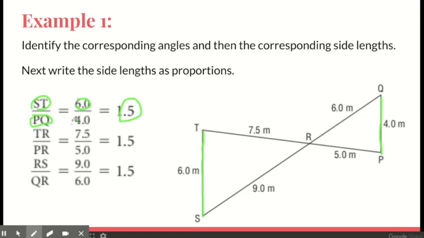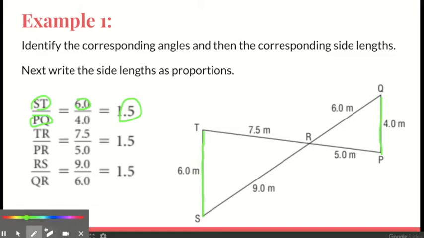Now, the first one doesn't make a big difference. It's when you're writing the other proportions to compare to that it really makes a difference. So we always have to start with the same one. So here I started with line segment ST. That's in the big triangle. I have to do my next comparison starting with a side length in the big triangle.